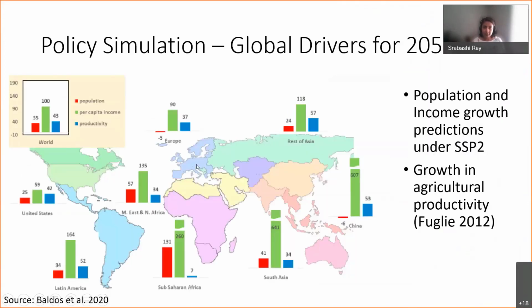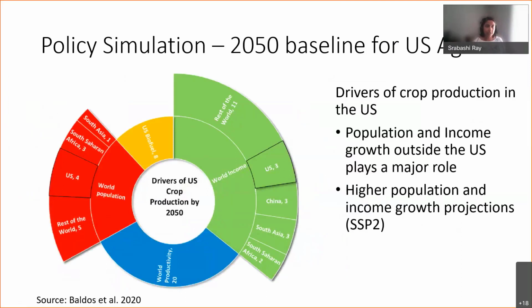The simulation we conduct here essentially establishes a baseline for what happens in 2050. And in doing so, we take into account the SSP2 predictions, and the growth in agricultural productivity from Keith Fuglie at USDA. It is important to take into account these international drivers of crop production, because population changes and income changes in other countries, such as developing countries or emerging economies, are higher. So the drivers of US crop production are dominated by international changes in population and income.